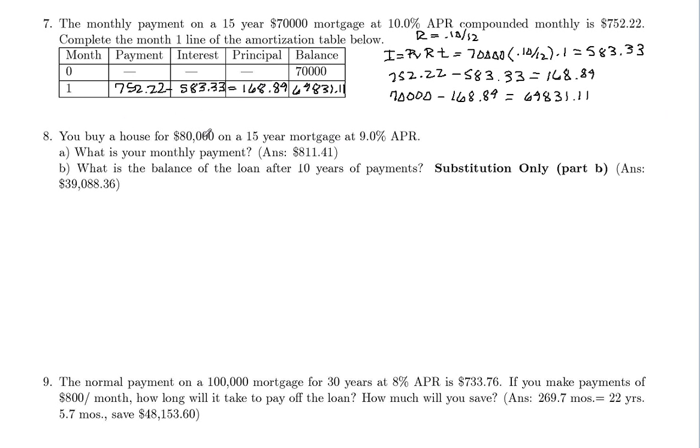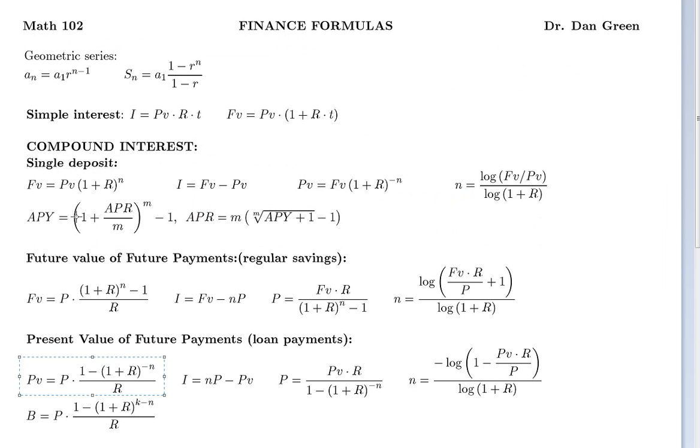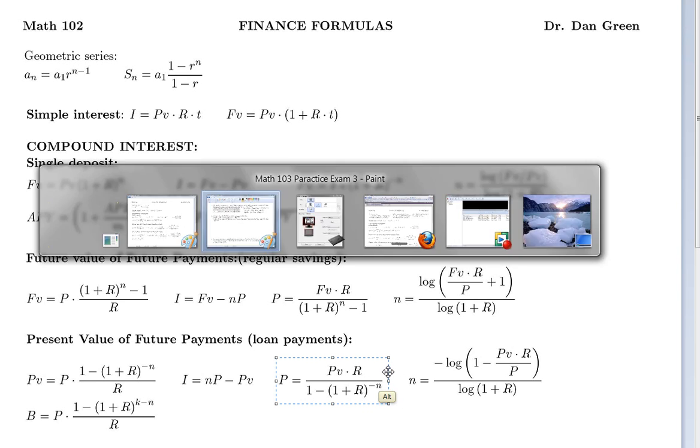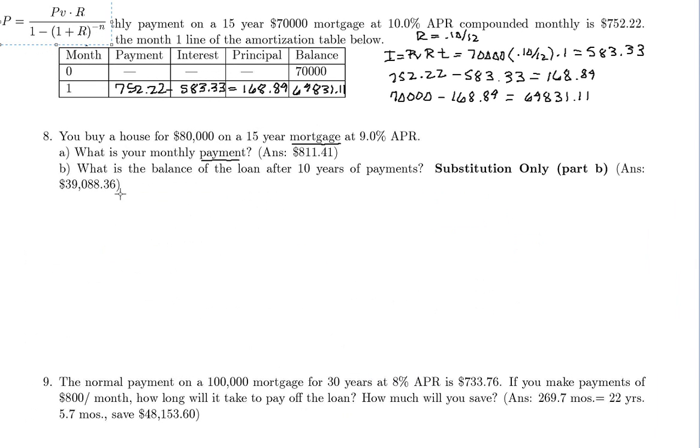Okay, so let's see. We're buying a house for $80,000, 15-year mortgage. This is a loan, so you're in the loan category. What's your payment? Monthly payment. So it's asking what your payment is. So we go back here. It's not single deposit, it's not regular savings, it's loan payments, and they're asking for the payment. So that's this formula, P equals. So let's bring that one over. I want to see you copy these formulas down so I can tell which one you're using.